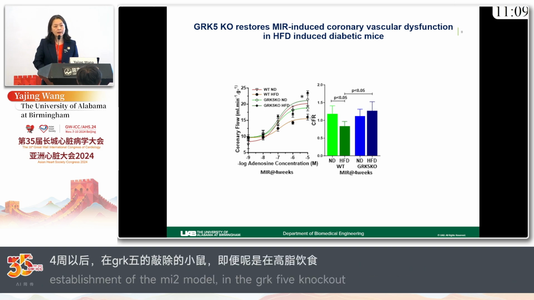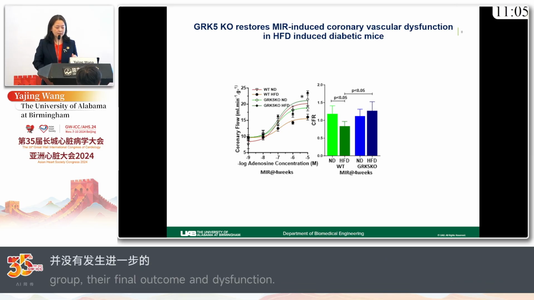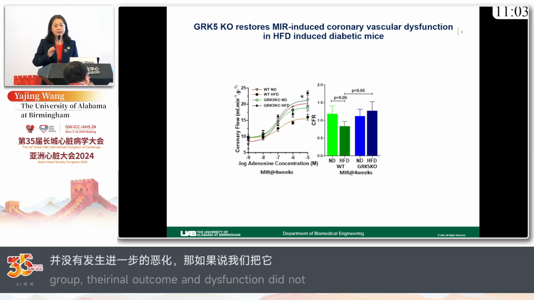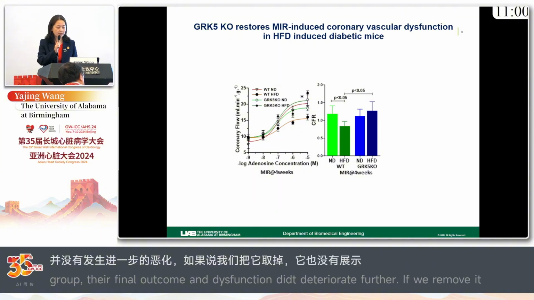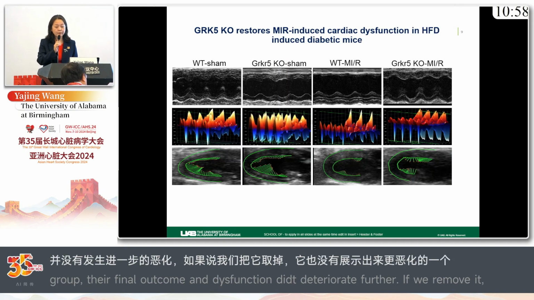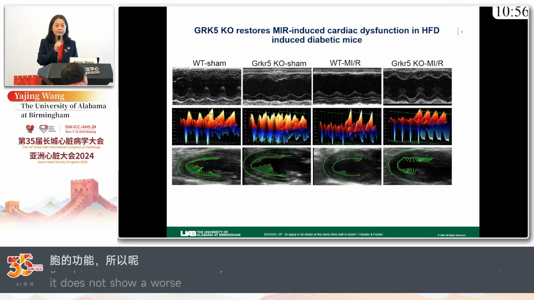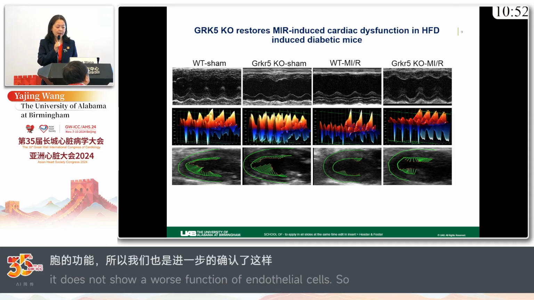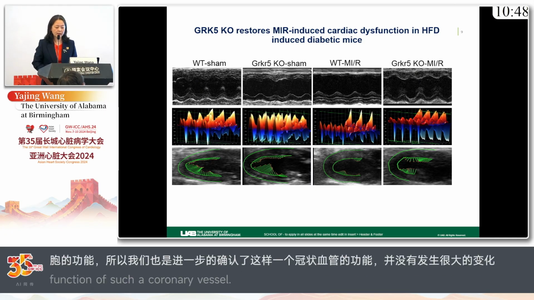That means GRK5 is a bad guy. If we remove it, it didn't show that much worsening of the endothelial cell function. Therefore, we confirmed in the coronary artery that it doesn't change that much if we could protect the diabetic heart's cardiac function.